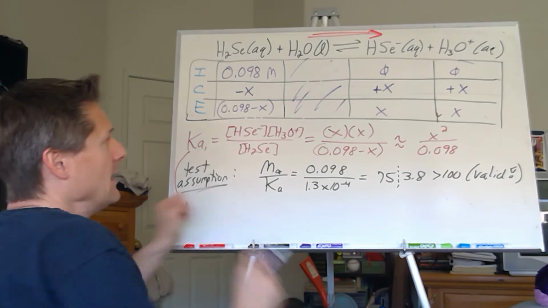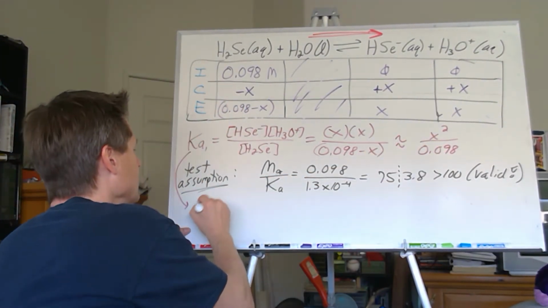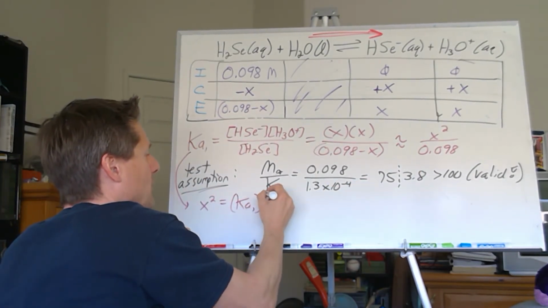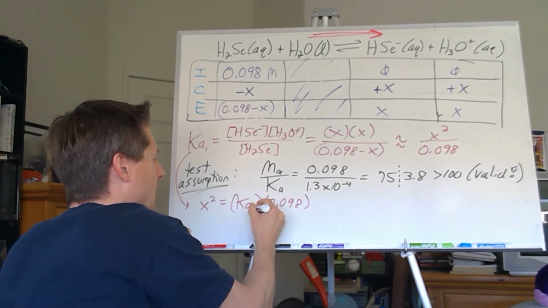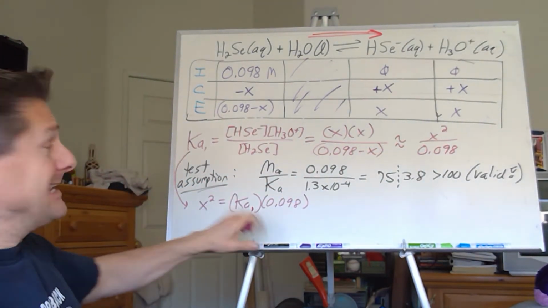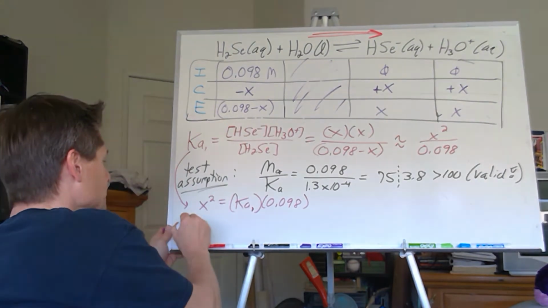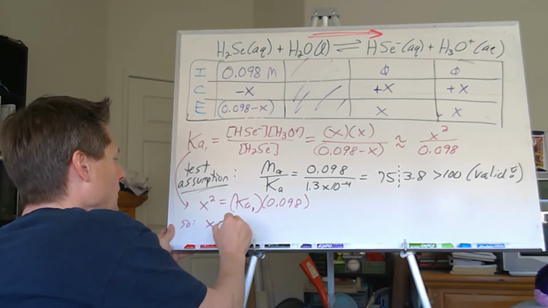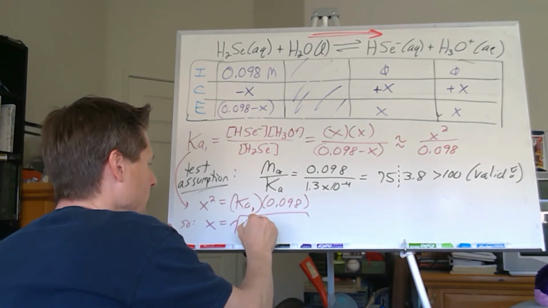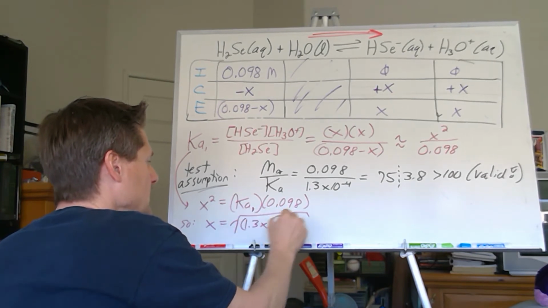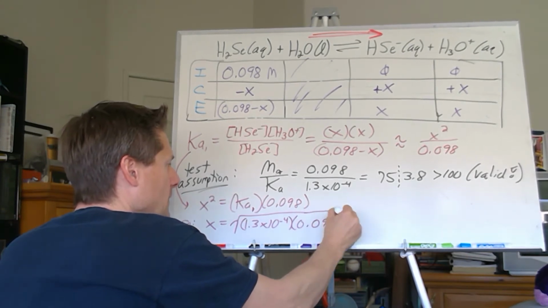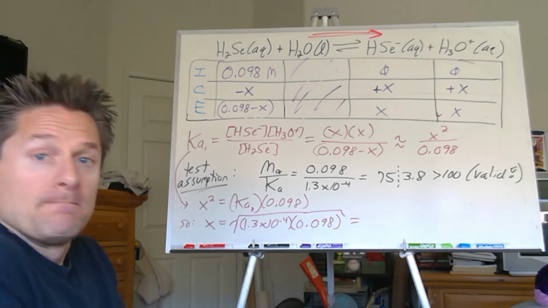So let's bring this down. I'm going to isolate the x squared, right? So x squared will be, bring the 0.098 over, the Ka1 times the original concentration of the hydroselenic acid. Right? So all I did is I just multiplied through by 0.098 on both sides. So I need to take the square root of both sides to get x. X will be equal to the square root of Ka1, which was 1.3 times 10 to the minus 4, times the original concentration, 0.098. There we go. Not too tough, right?